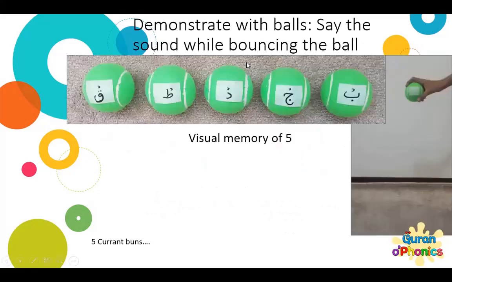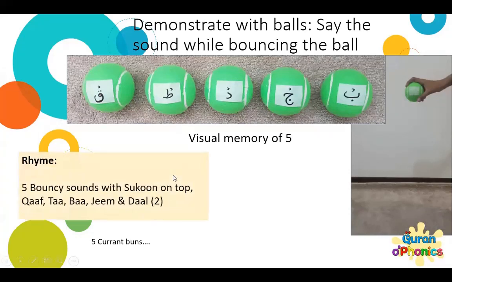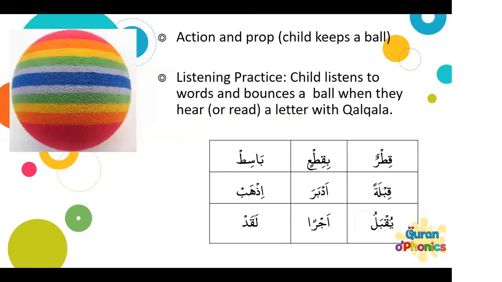So we can do this with the children, again with practical, physical, concrete manipulation, where the child is seeing the ball and you bounce these balls and you write on them the 5 alphabets which have sukoon on them, which make the bouncy sound or the qalqala sound. And we have a rhyme for that in the tune of 5 currant buns. And again, you can have a prop.